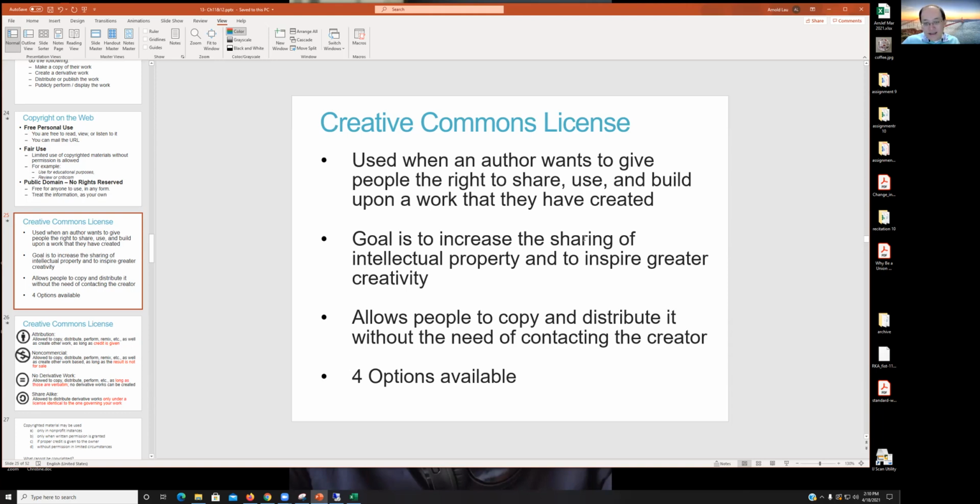And like I said, the goal here is to allow people to work in an open way. So it's very similar to the idea of open source, right? So people are working together. You're not holding on to it and saying, no one else can touch my work or something like that. And so they can copy and distribute it without contacting the creator. Okay. So this is the idea of the Creative Commons license.